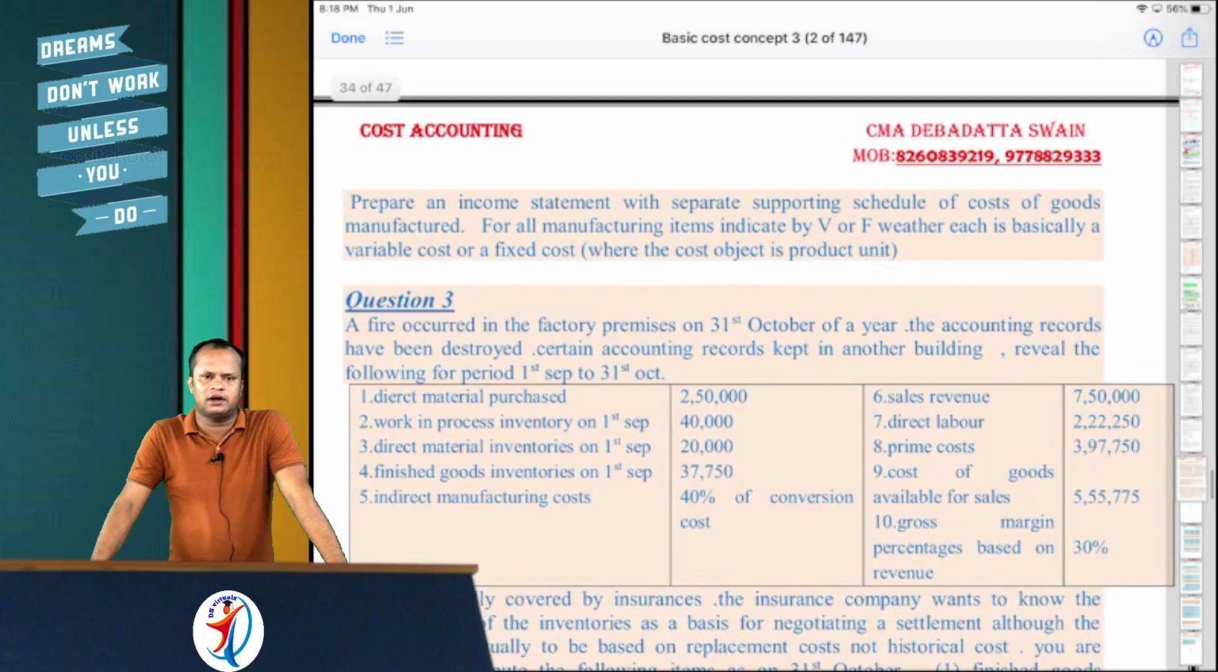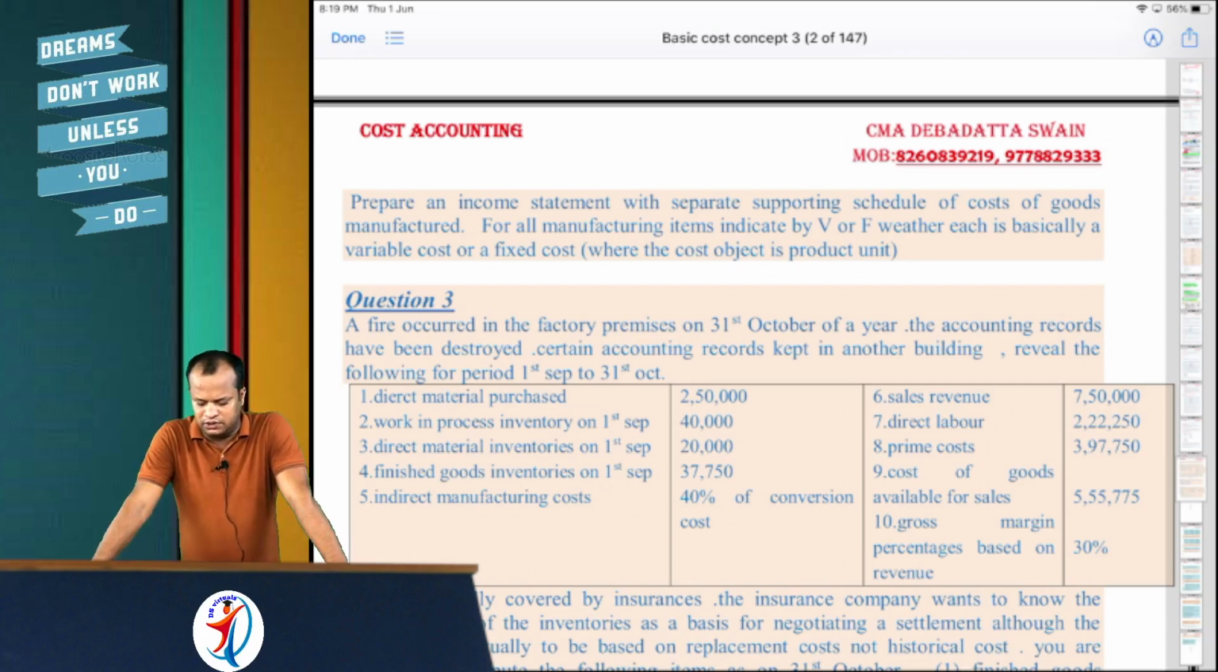Prepare an income statement with separate supporting schedules of cost of goods manufactured for all manufacturing items, indicating by variable or fixed whether each is basically a variable cost or a fixed cost, where the cost object is product unit. Remember that this is a problem of a cost sheet.